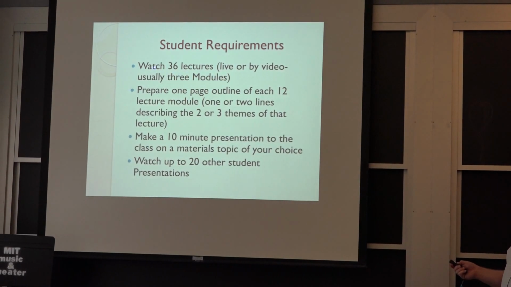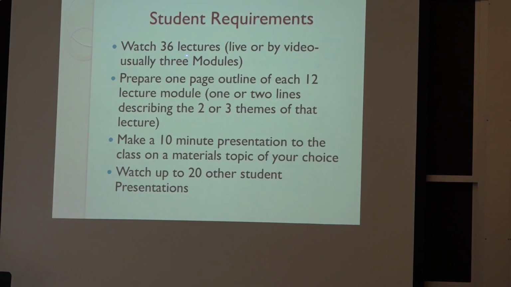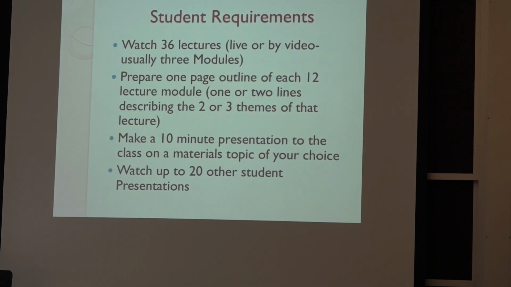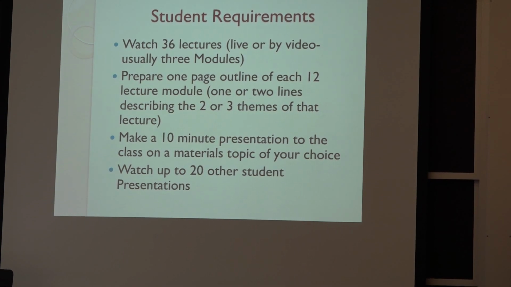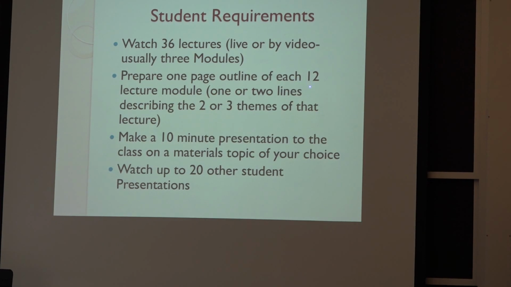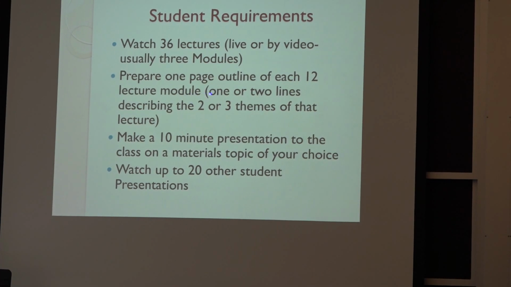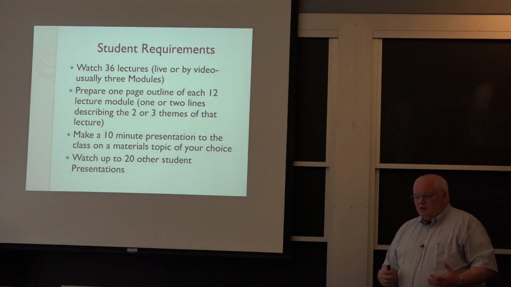So for the structural materials course, you've got to watch 3 modules. The 2N students will have to come a number of days over this month to do the corrosion. You've got to prepare a 1-page outline for each module that you take. It only means 1 or 2 lines describing the key features of that lecture, and we can talk about that later.